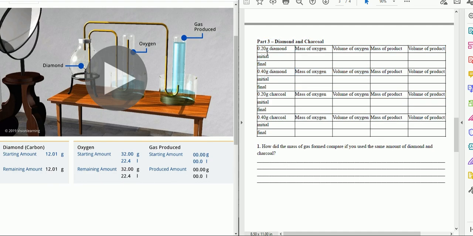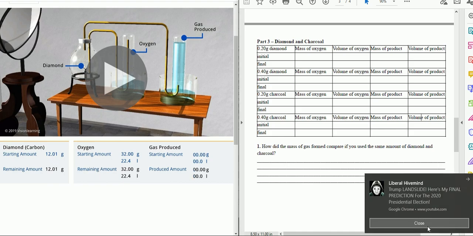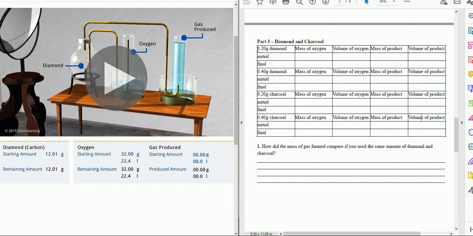We have all of these things, again starting with diamond and then charcoal. We'll talk about the difference between diamond and charcoal in class just a little bit. But we are starting with 12.01 grams of our carbon, not 0.20 grams or 0.40 grams. So let's go and start it.